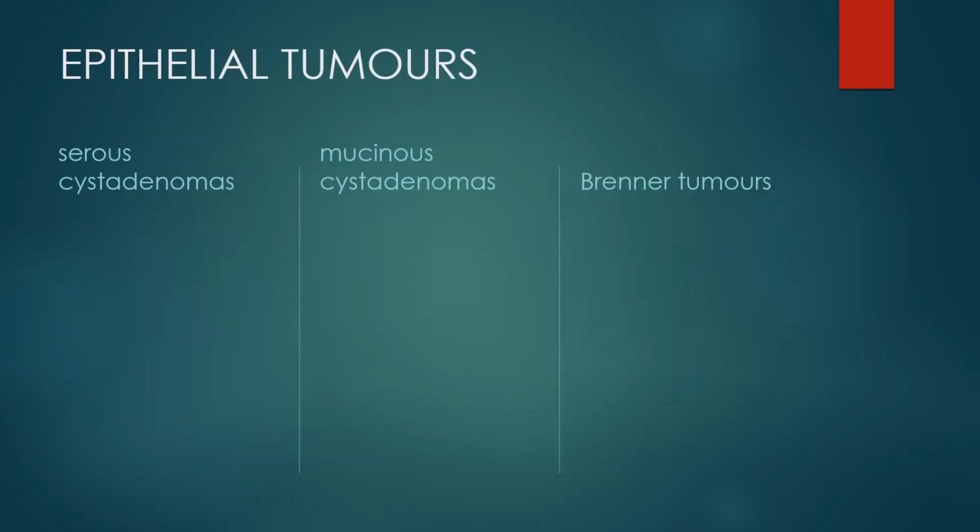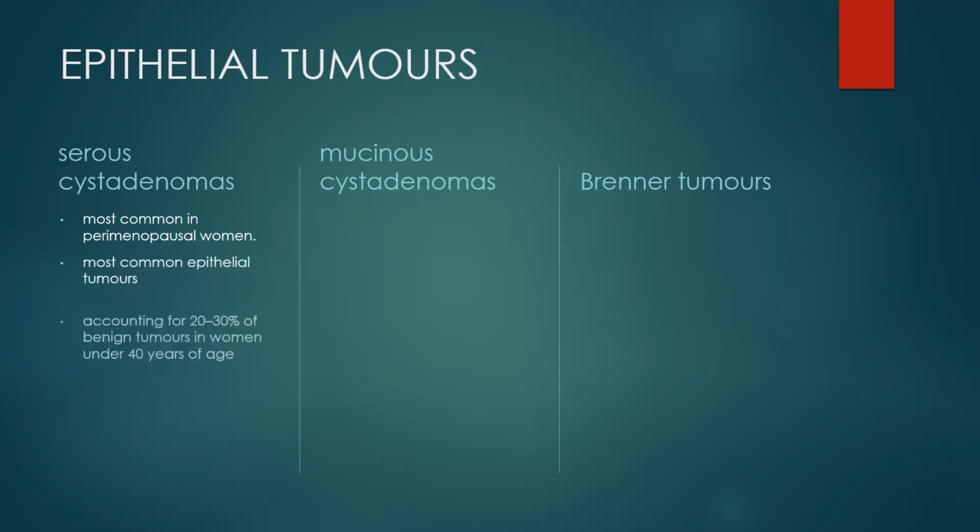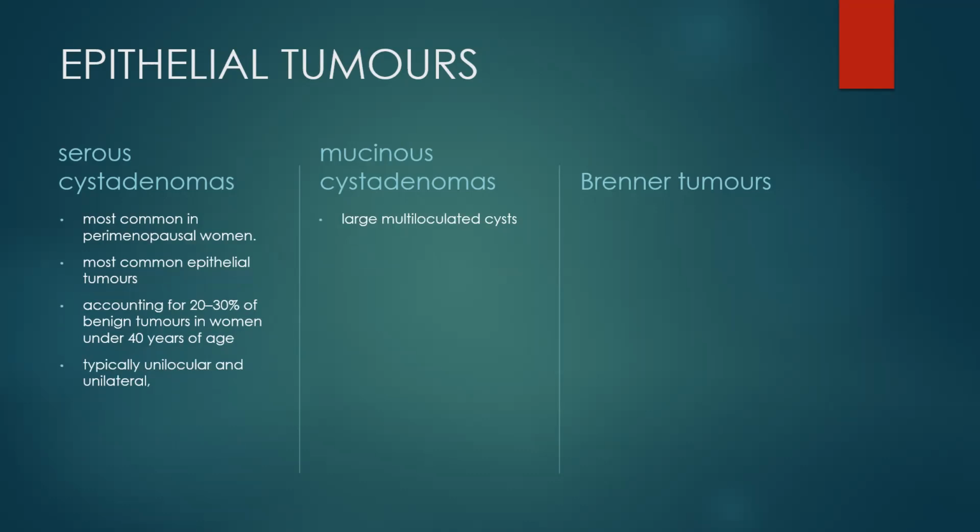In the epithelial tumors, we have serous, mucinous, and Brenner tumors. Serous cystadenoma, these are all benign because these are cystadenomas. When there is malignant, we will say adenocarcinoma. Serous cystadenoma is most common in perimenopausal women. The most common epithelial tumor, accounting for 20 to 30% of benign tumors in women under 40 years of age. Typically unilocular and unilateral. Then comes the mucinous cystadenoma. These are large multiloculated cysts, bilateral in 10% of cases.